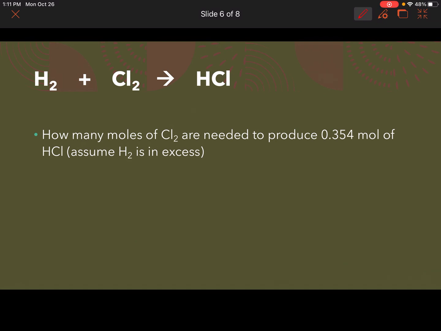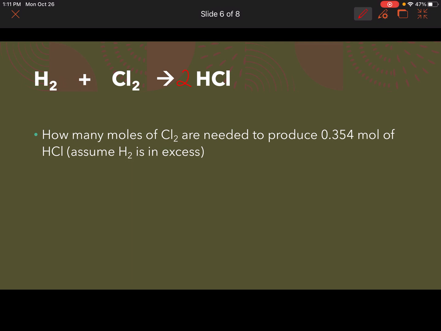So let's try this one. This is a different equation. Okay, so your very first step is going to be what? Yeah, you always are going to need to balance, right? So if I put a 2 in front here, I think I end up balanced, right? Yeah. So now, how many moles of chlorine? I like to write the information that's given to me, and what I'm looking for, underneath the equation. It just keeps everything really nice and organized here.